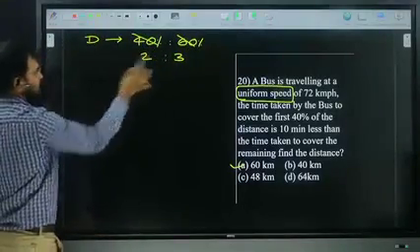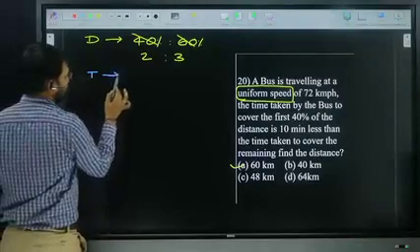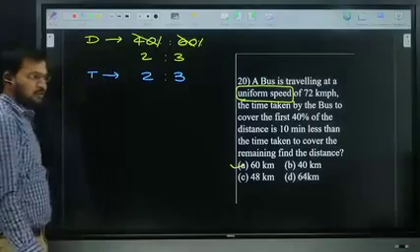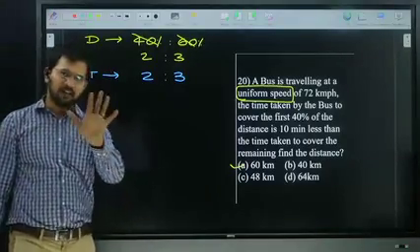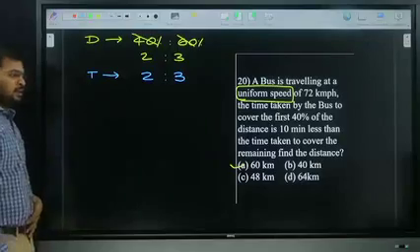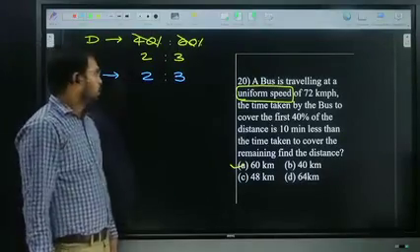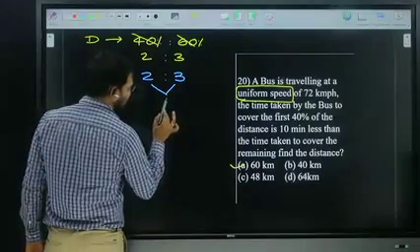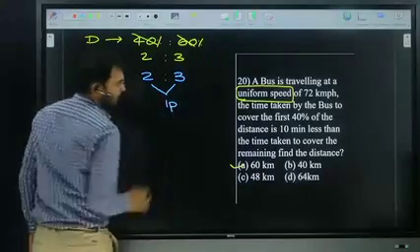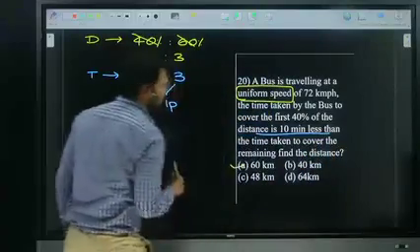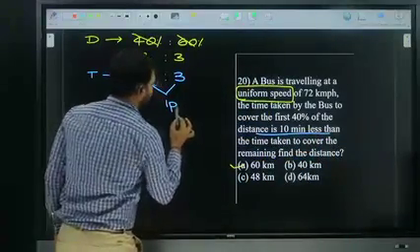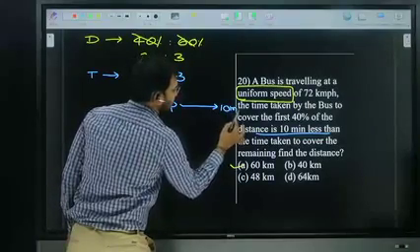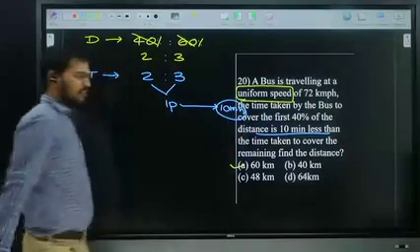If distances are in the ratio 2 is to 3, then times are in the ratio 2 is to 3. All of you clear? Look at me, all of you. In terms of parts, how many parts difference is there? 1 part difference. But in terms of minutes, 10 minutes difference is there. 10 minutes less. 1 part is nothing but 10 minutes.